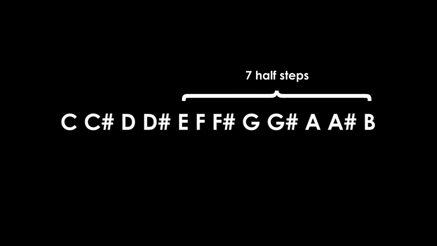The distance between each pair of adjacent notes is called a half step. For instance, the distance between a C and a C sharp, or between an E and an F. We can talk about the distance between any two notes in terms of number of half steps. For instance, between C and E, there are 4 half steps, and between E and B, there are 7 half steps. As you can see, when two notes are far apart, referring to them in terms of half steps becomes pretty clumsy, and it also doesn't convey much musical information.